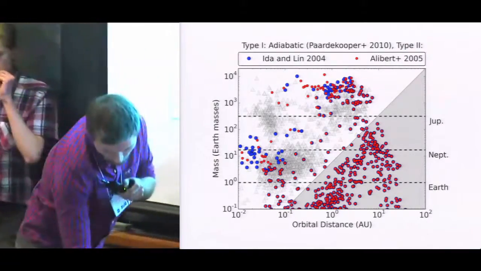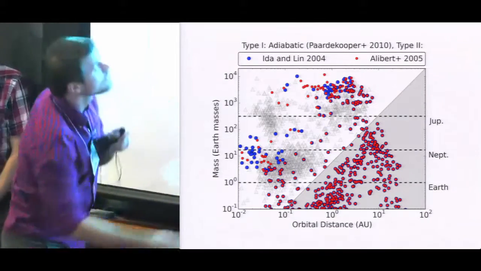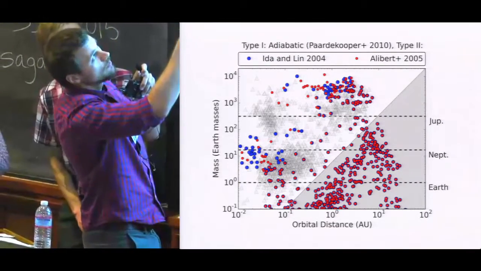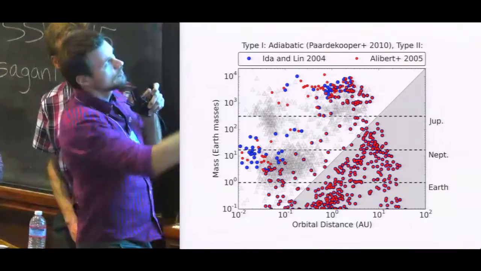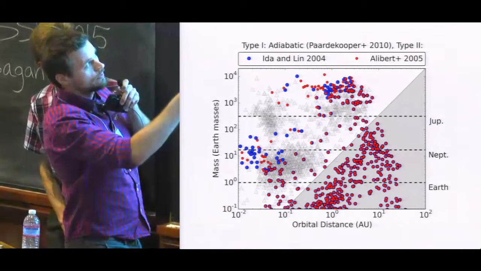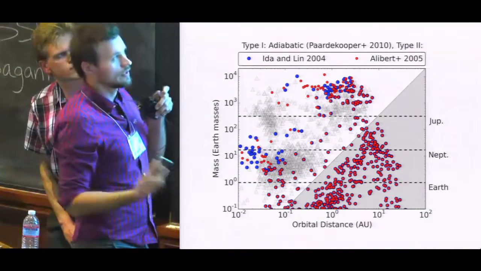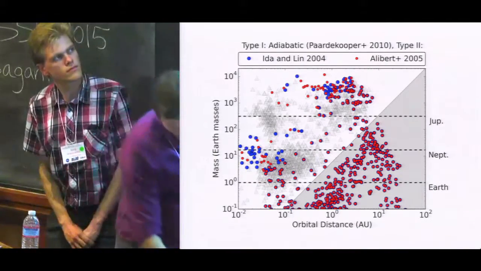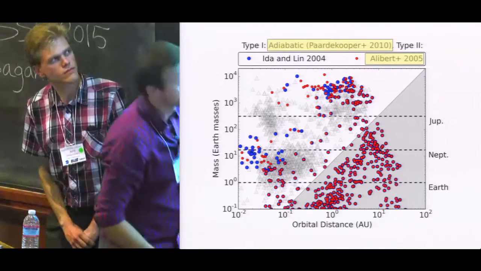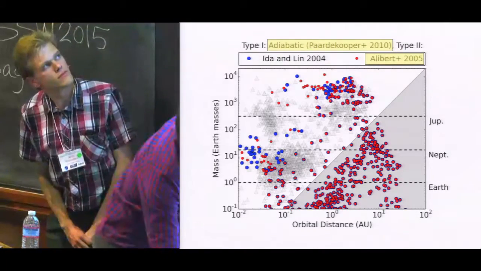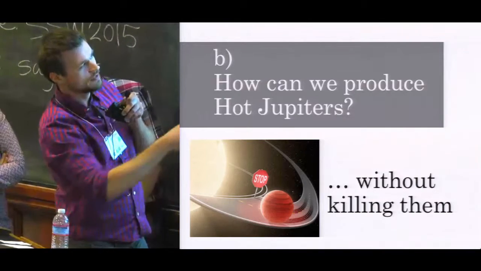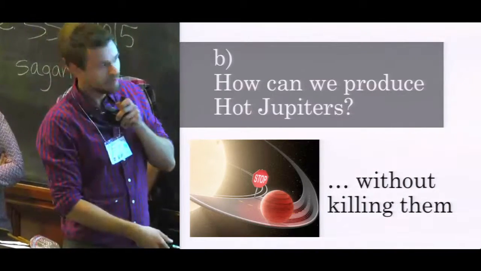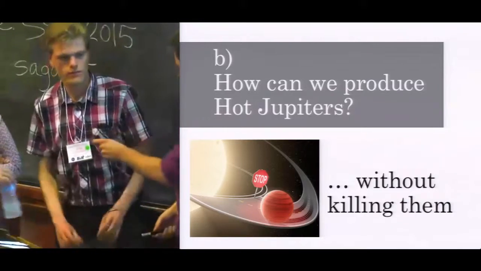And that leads to our second research question. We're going to fix now also our models to the type 1 adiabatic model and the type 2 Alibert 2005, because we do not observe all those, so we restrict this choice to our observations. And the second research question is then given by this: how can we produce hot Jupiters, and in the end, how can we not kill them after producing them?